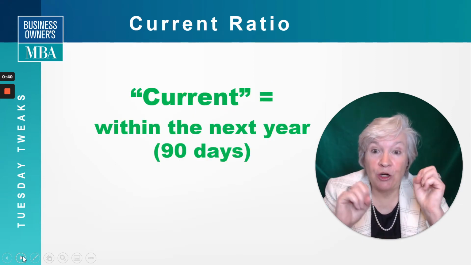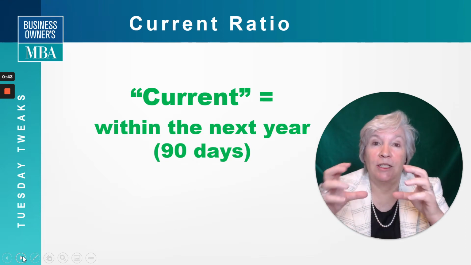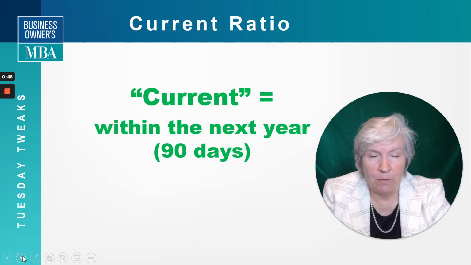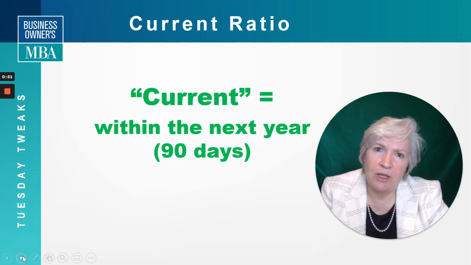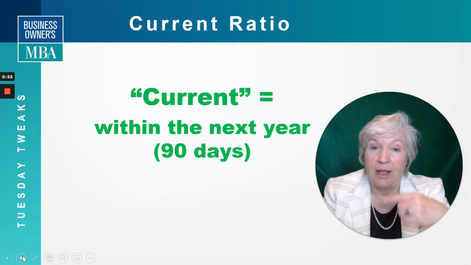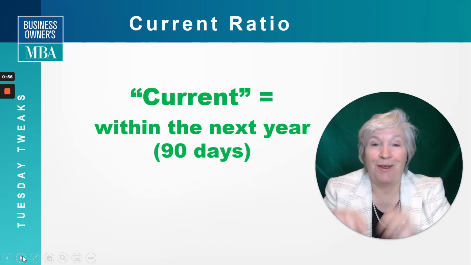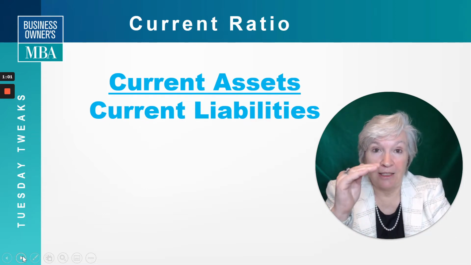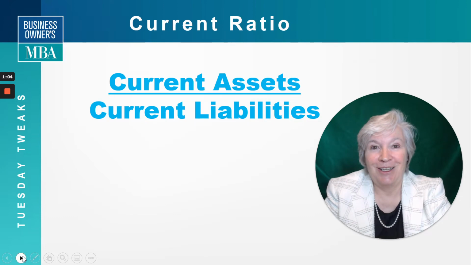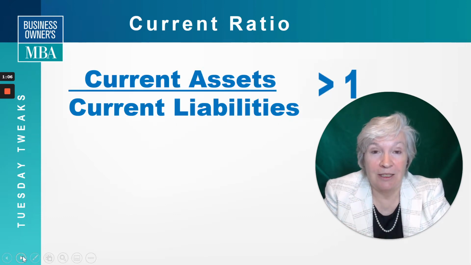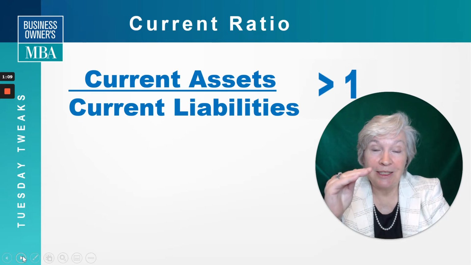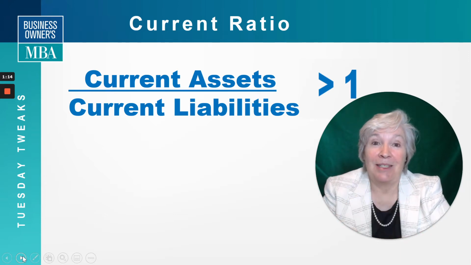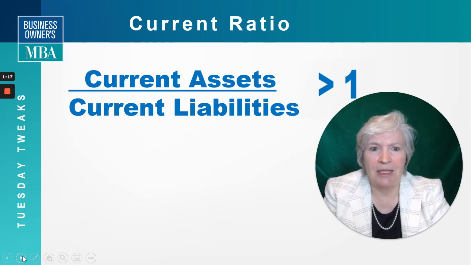Now when we use the word current, that's something that is going to come in, money into the company or money go out of the company within the next year. But I really prefer to think of it as within the next 90 days. So that's the money that's turning. It's working for you as you run your business. The ratio is current assets over current liabilities. And it should always be greater than 1. You should always have more money coming in and more assets than you have liabilities. Seems logical, but sometimes it gets upside down.